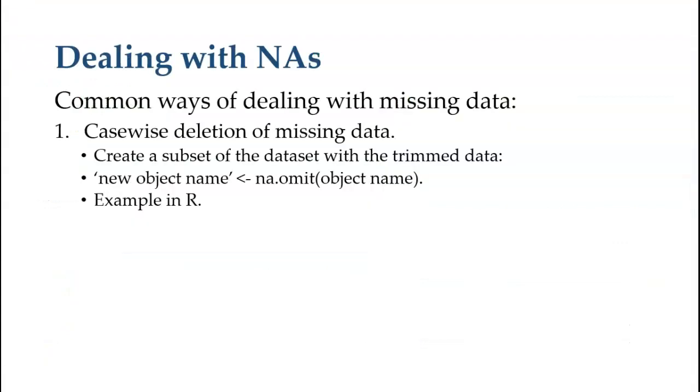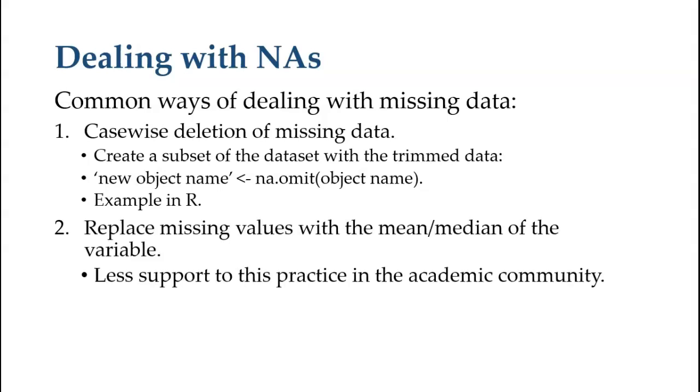For that reason, scholars have used other methods, such as using the mean value for the numeric variables and the median for the ordinal and nominal variables. But nowadays, this practice has little support from the academic community. Not many people support that kind of solution to the problem of missing data right now.